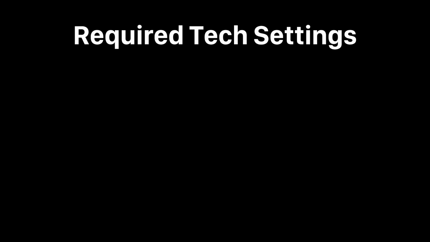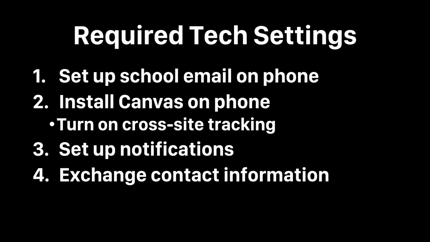This video is going to show you all of the required tech settings that you're going to need in order to complete this class. First, we're going to set up our university email on our phones. Then, we're going to install the Canvas student app on our phones. Then, we're going to change one hidden setting in the Canvas student app to make sure that things display correctly. And then we're going to set up the way Canvas sends out notifications. Finally, we're going to exchange contact information with someone from our class.